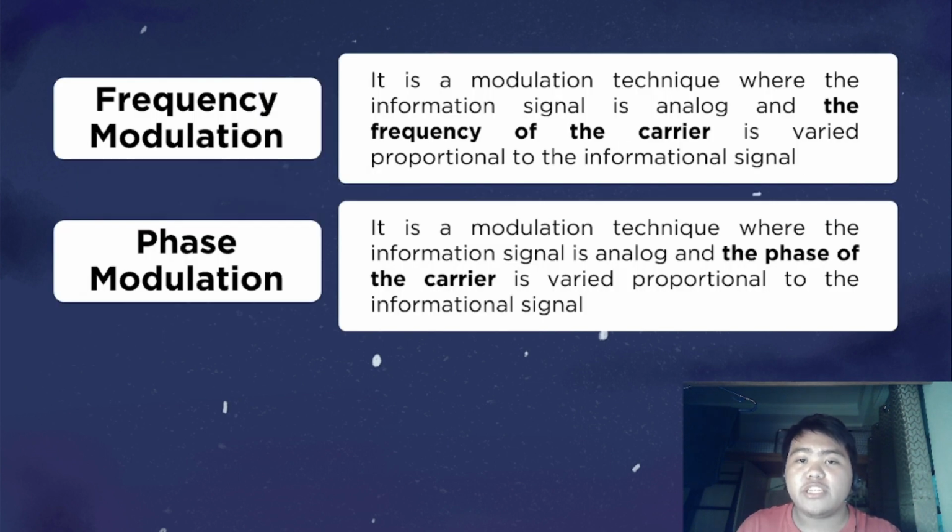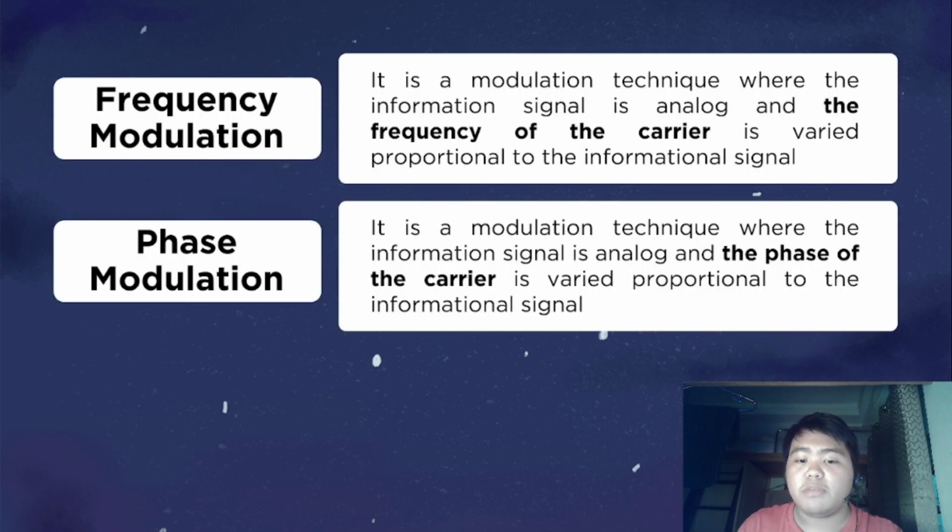Frequency modulation is a modulation technique where the information signal is analog and the frequency of the carrier is varied proportional to the information signal. While phase modulation, on the other hand, is a modulation technique where the information signal is also analog and the phase of the carrier is varied proportional to the information signal.